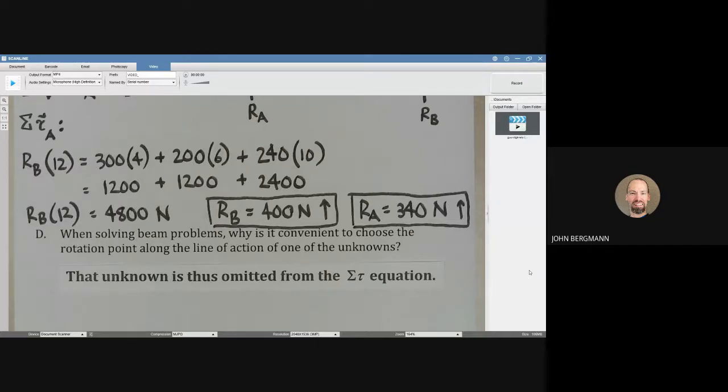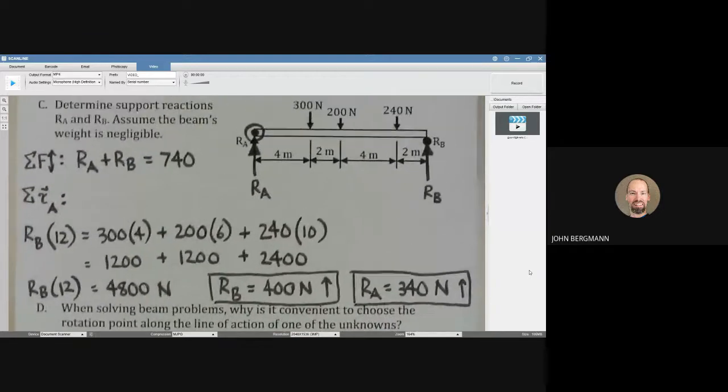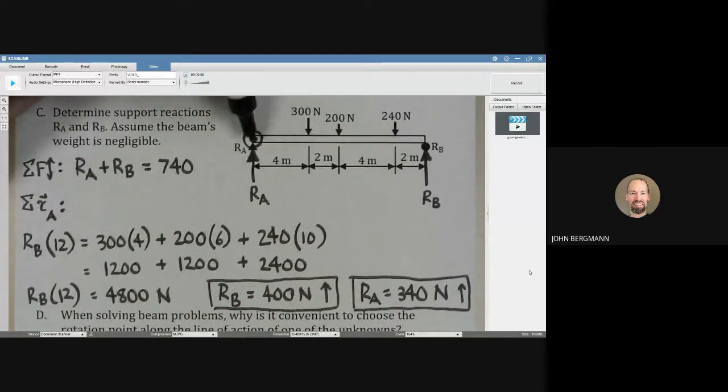Whenever you put your imaginary pin in there, it's a good idea to put the pin in line with one of the unknowns. Now, we could have put the pin over here with RB, and we would have solved for RA first, and we would have gotten 340, and then we would have said, oh, then RB must be 400. So it doesn't matter where you put the pin, as long as you do the problem correctly, you're going to be good to go.